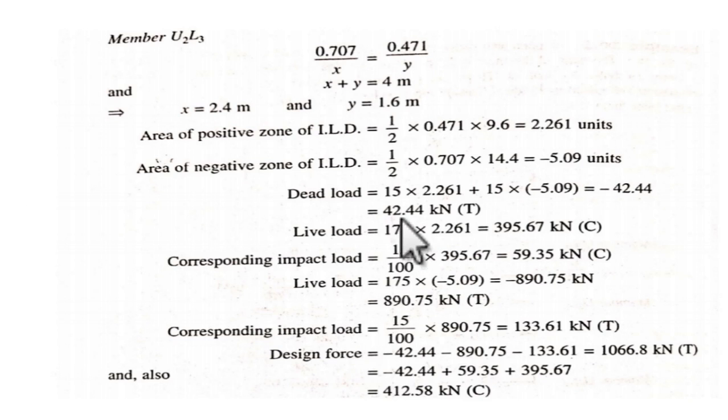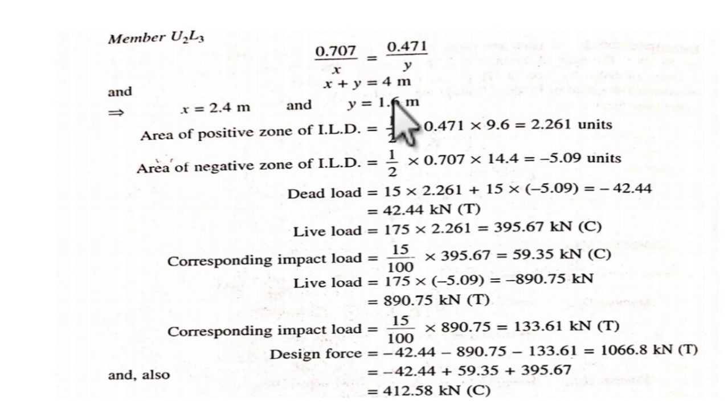So the area of the positive ILD is 2.261, and the area of the negative ILD is minus 5.09. Now find the dead load. The dead load is 15 into this value 2.261, plus 15 into the negative area.